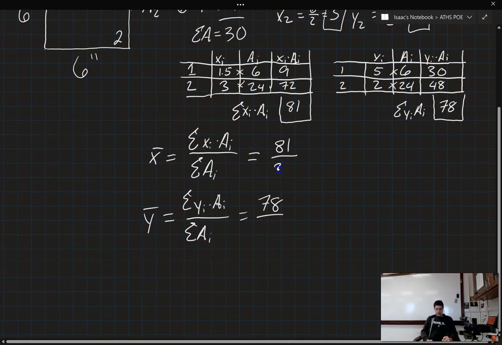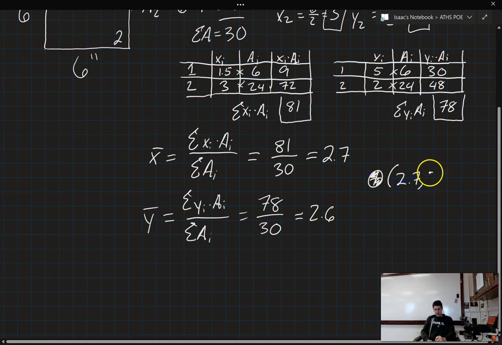So we're going to just plug that in, divided by 30, and it goes in both equations because it's the same number in both. If you plug those into a calculator, in the x direction, you'll get 2.7. And in the y direction, you'll get 2.6. So the coordinates for our centroid for this problem would be x equals 2.7 and y equals 2.6. And that's how you do number 4 from the homework.